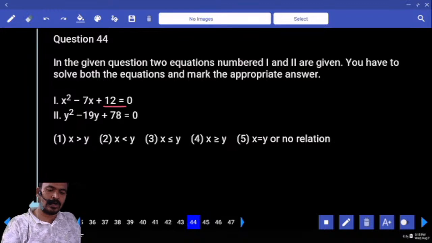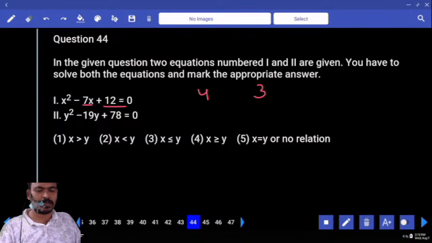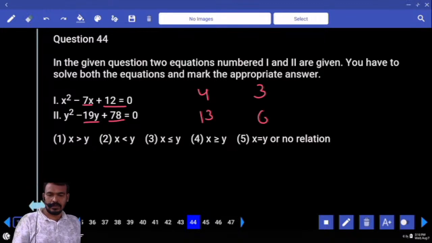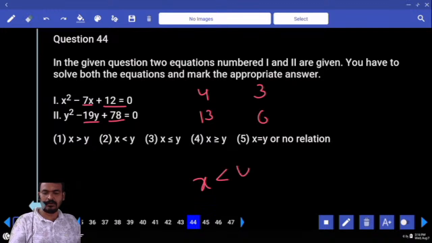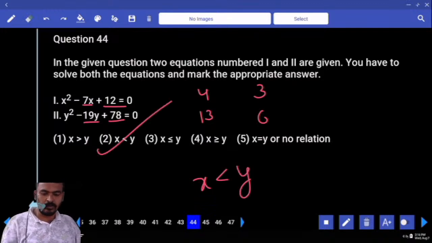Next question number 44. Product value 12, sum value 7. One is 4, another one 3. Second one product 78, but sum is 19, 13 and 6. What is the answer? X less than y. No? X less than y.